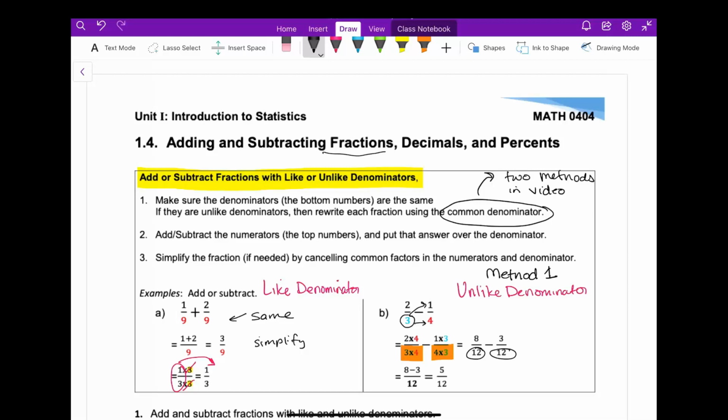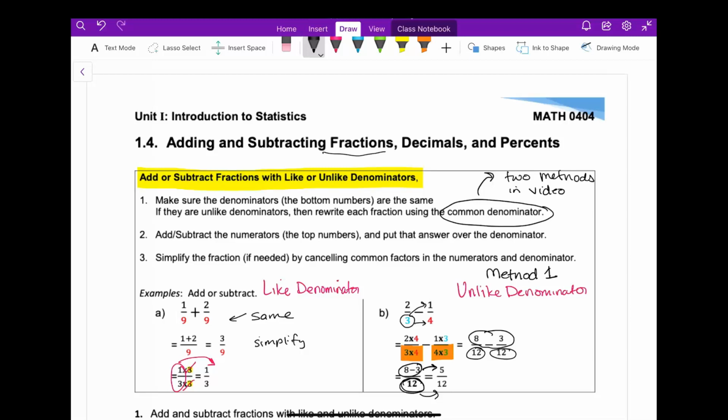Add or subtract the numerators, which is the top numbers, and put that answer over the denominator. So we have simplified like we did before to one denominator number, just one 12 instead of two. We're down to one fraction, and we have our numerators, which was 8 minus 3. 8 minus 3 gives us 5, and 5 over 12. Remember, the denominator does not change. We worked really hard to get to the 12, so it just stays that way.